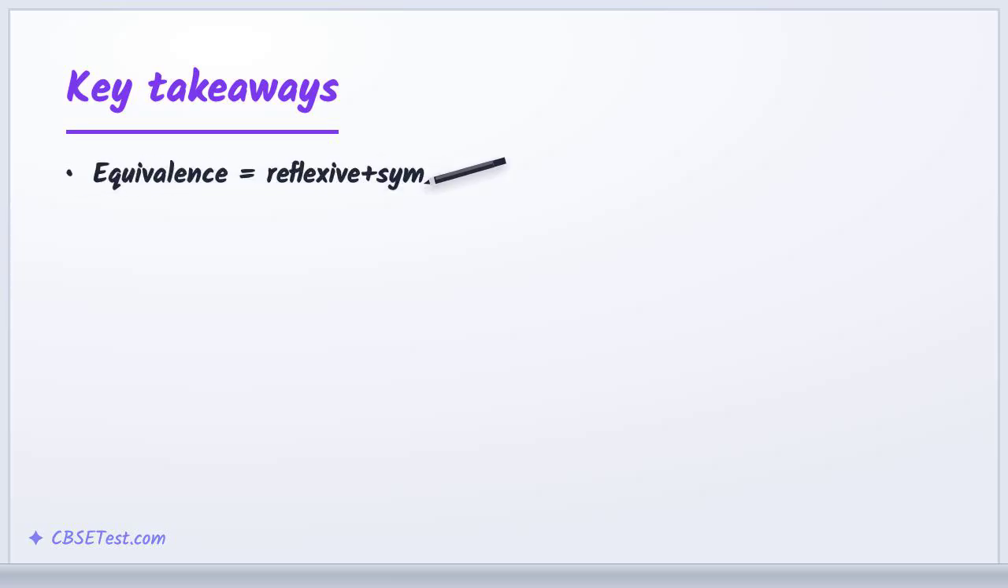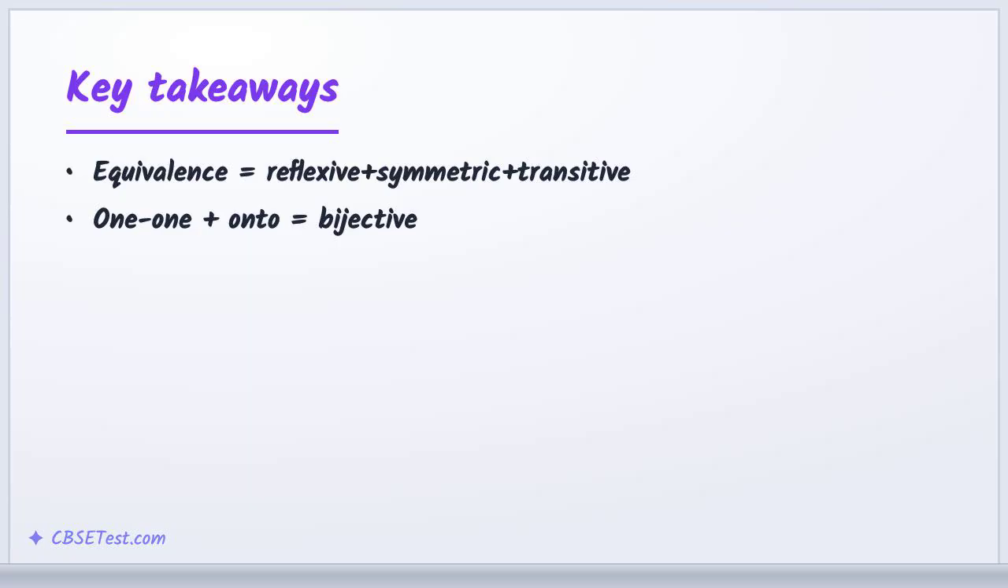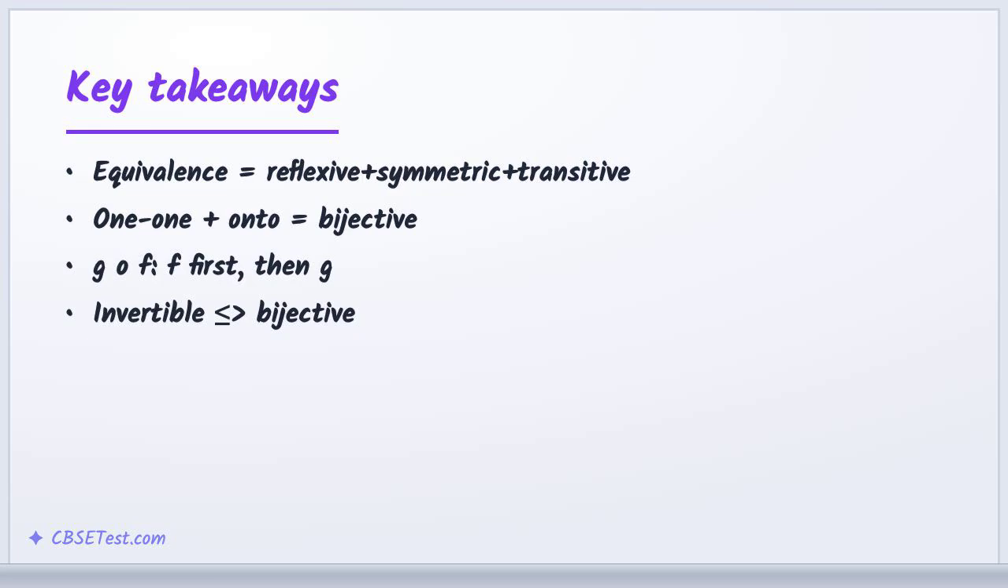To recap, an equivalence relation is reflexive, symmetric, and transitive. A bijection is one-one and onto. Composition applies f first, then g, and a function is invertible precisely when it is bijective.